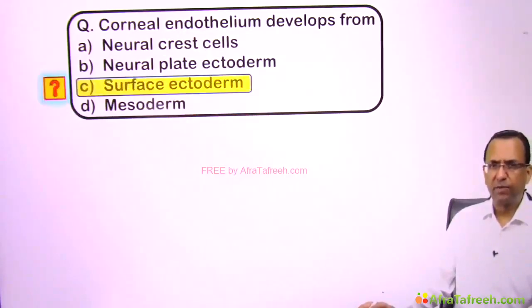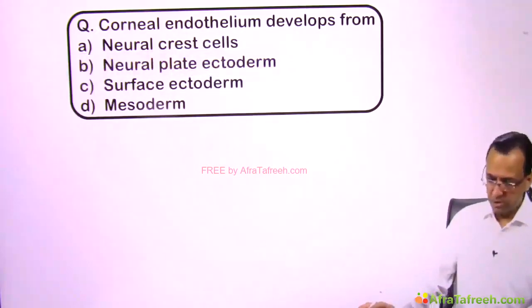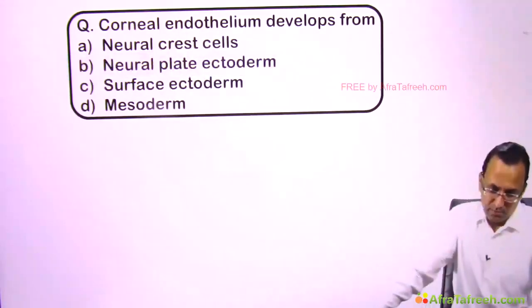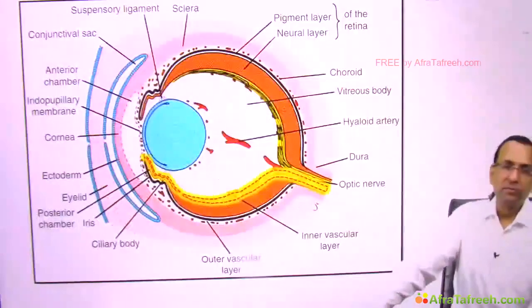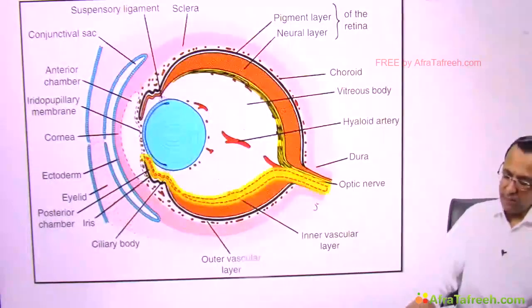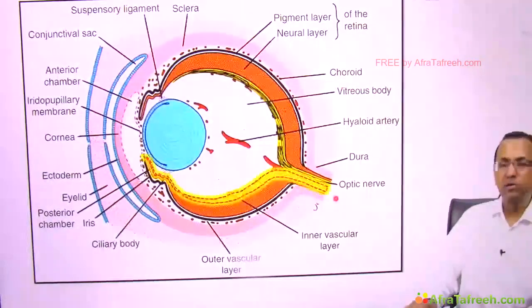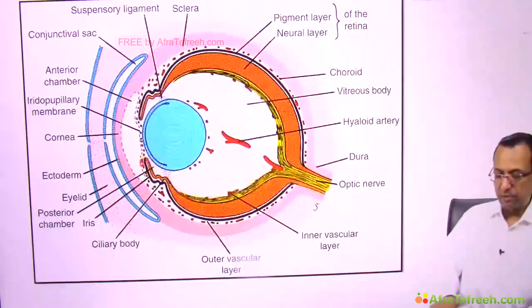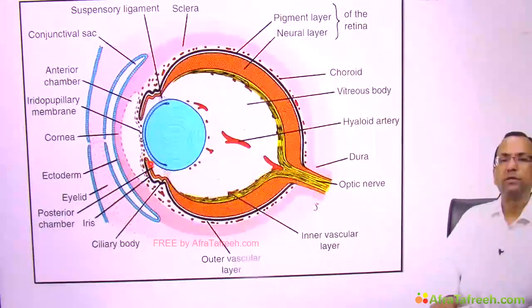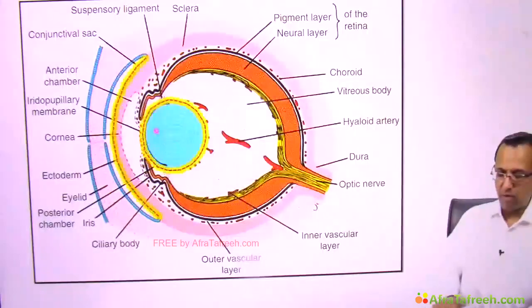Then can you tell me the 5 derivatives of neural plate ectoderm? I'll tell you in a diagram. Let us revise. Number 1, the optic nerve; number 2, the retina; number 3, epithelium of ciliary body; number 4, epithelium of iris; and number 5, the muscles of iris. Then the two derivatives of surface ectoderm, that is the first layer of cornea and eye lens.